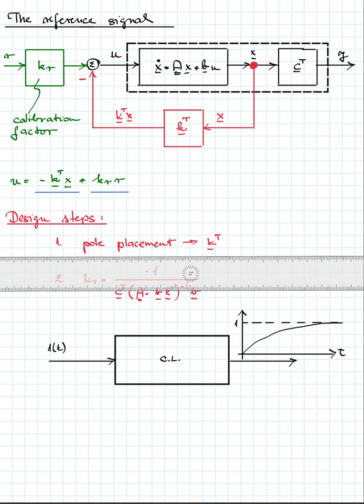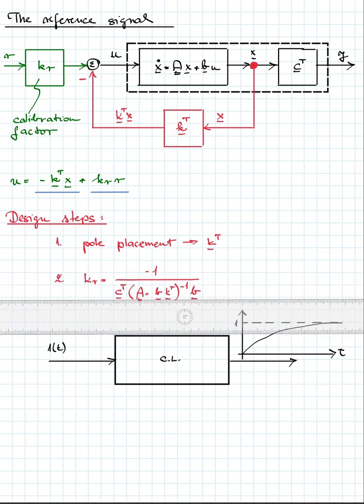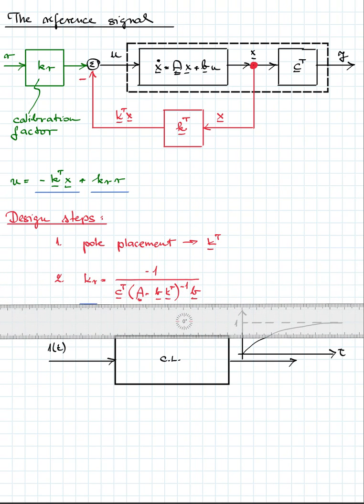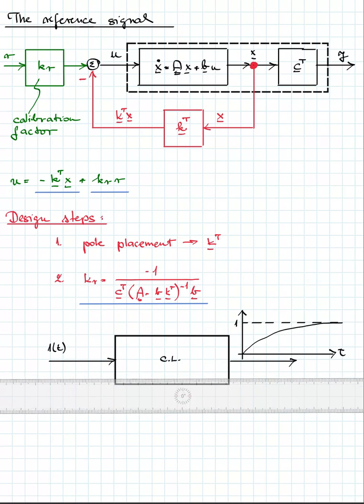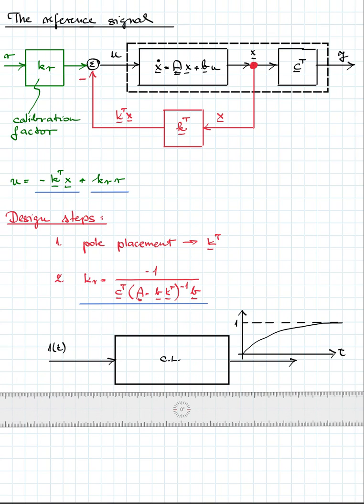The first step is the pole placement, so we can design K transpose, for example by Bass-Gura or by Ackermann, and then we have to choose KR according to this equation, and here I am not going to prove it. KR is minus 1 over C transpose times the inverse of A minus B K transpose, multiplied by B. This will be the calibration factor. If we set the calibration factor by this equation, we will have the following result.